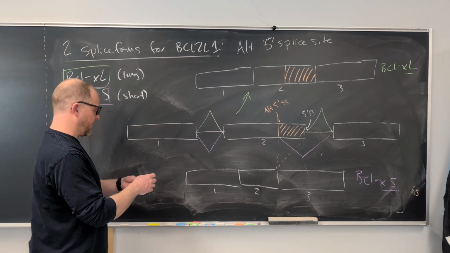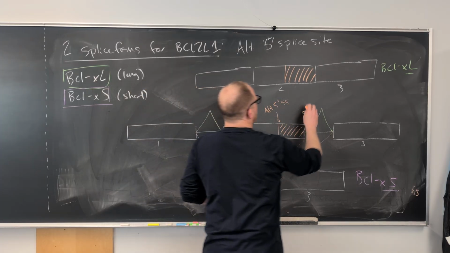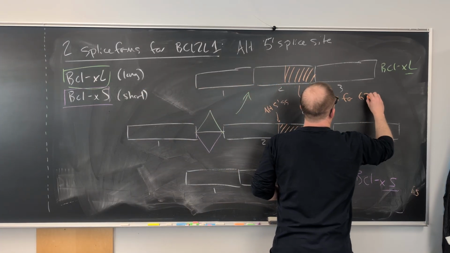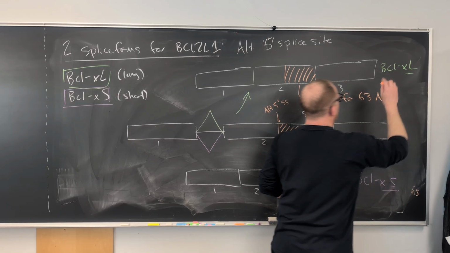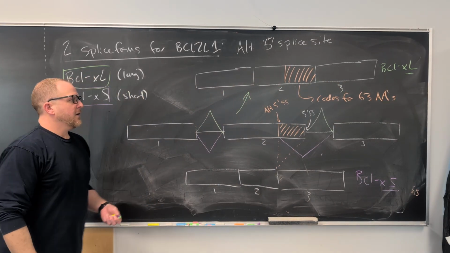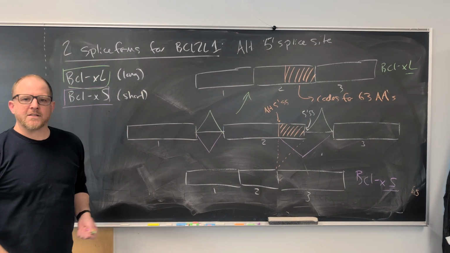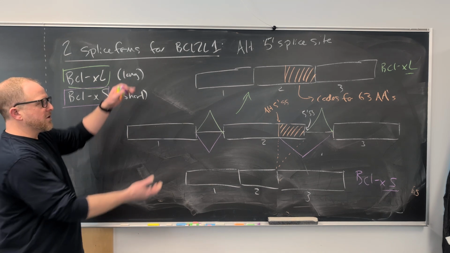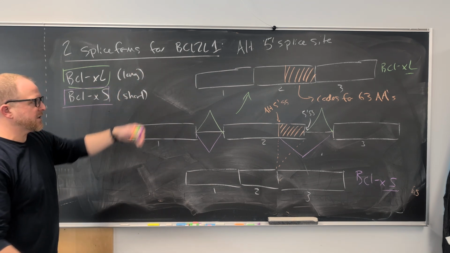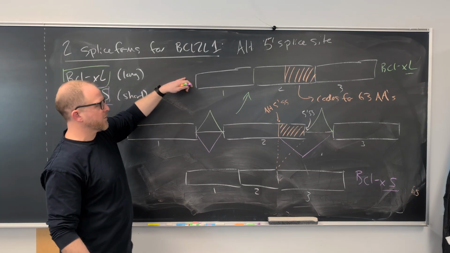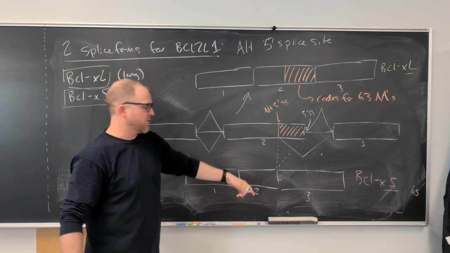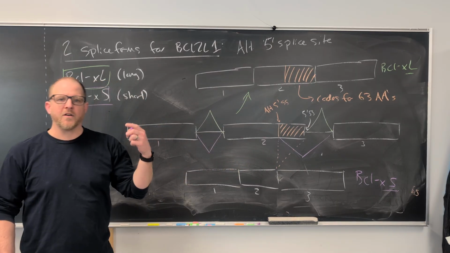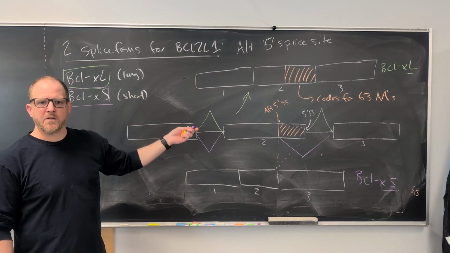Now the difference here is this chunk here. This ends up coding for 63 amino acids. And we'll get to why these 63 amino acids are important in a second. So those are the 2 splice forms. I'm going to go ahead and erase this, but these are the key differences. The long isoform includes this chunk. The short isoform excludes that chunk. Now these 63 amino acids turn out to be pretty functionally important for what these 2 proteins can do.